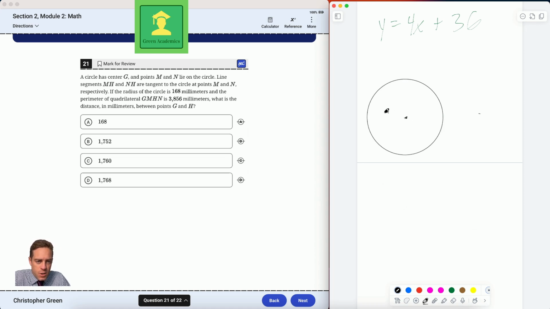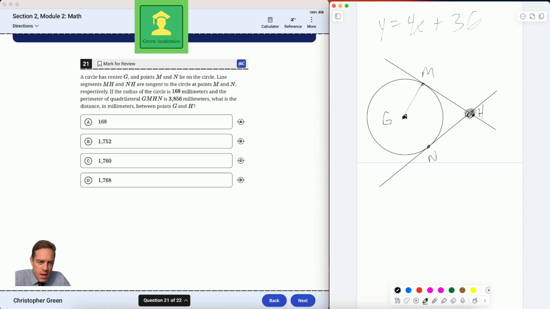You create a quadrilateral. So this is M, and then H is out here. If this is N as in Nancy and H is out there. Yeah, not a perfect picture, but this creates a quadrilateral.